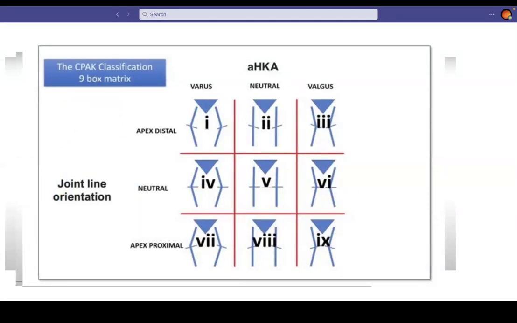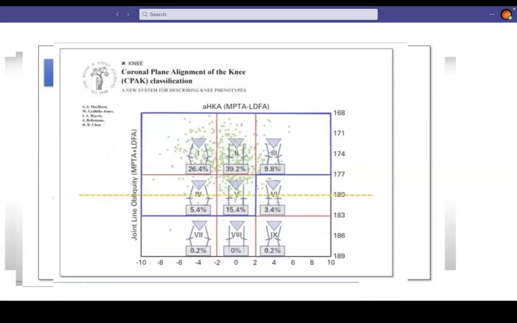That is taking the concept of the alignment into consideration, taking the alignment and the jawline orientation into consideration. And based on their study, the type 2 had, in the normal healthy population, 39.2% of the people had the type 2 alignment.